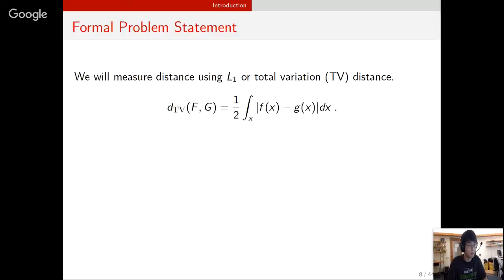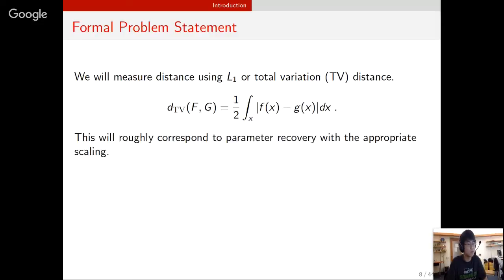But if you're not too familiar with this notion of distance, don't worry too much about it, because we're going to consider very fundamental and very basic classes of distributions. And for these classes of distributions, learning the distribution in TV distance just roughly corresponds to learning the parameters with some appropriate scaling factors.